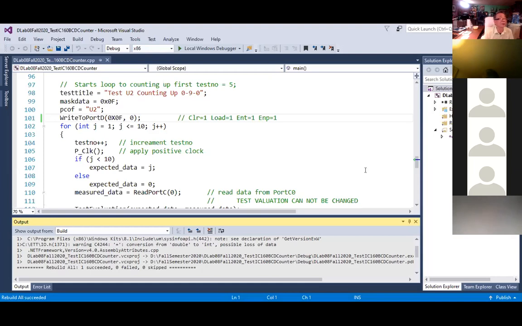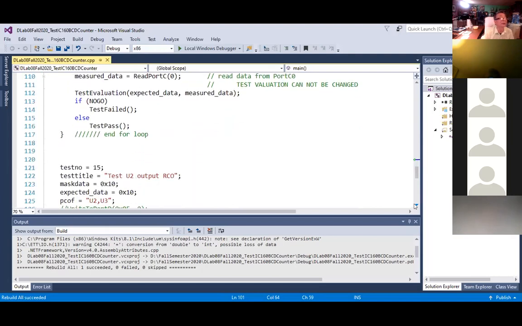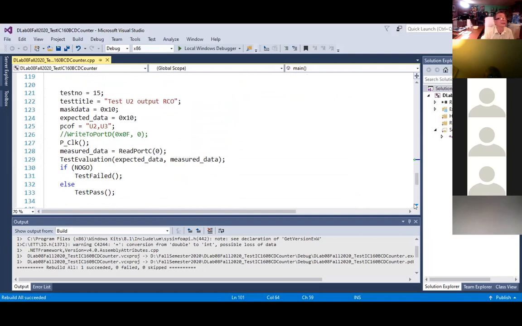And this one, okay. Going up. And this one, okay. Report, okay. Now that's test 15. Math data, you want 1, 0. Correct, expect 1, 0. Pick up here. Write to port D, we don't write anything, right? Right, because we already have the same conditions. We just verify the output.